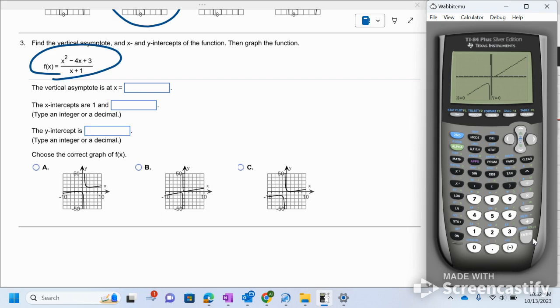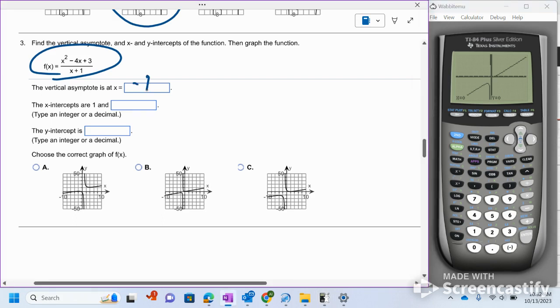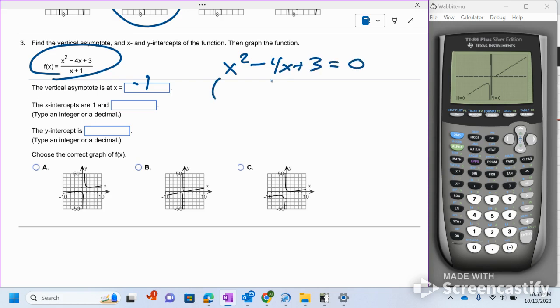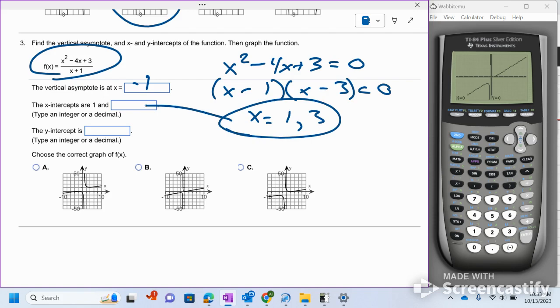Okay. Where would our vertical asymptote be? Okay, your denominator. Negative 1. To find my x-intercepts, set the numerator equal to 0. So x and x, minus and minus, 1 and 3 make 4. So x equals 1 and 3. Those are my x-intercepts, 1 and 3.